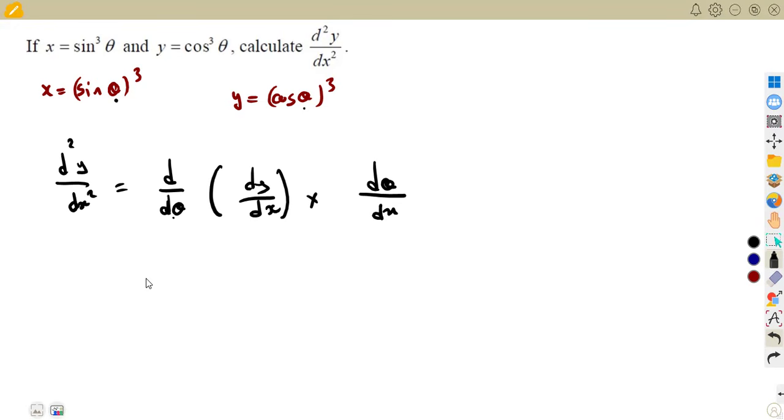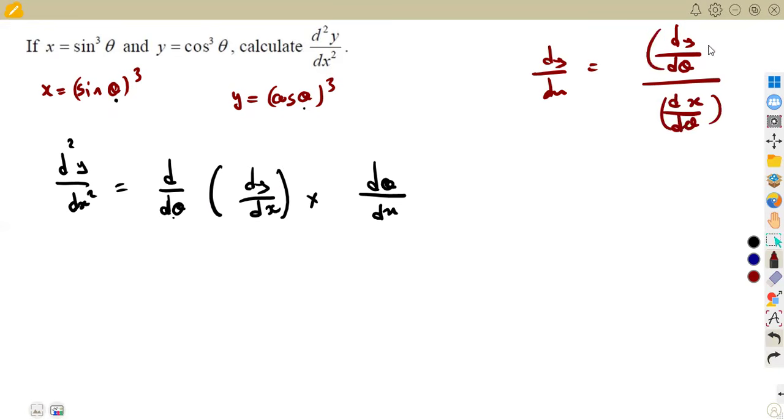So you need your formula and how to use the formula. As you can see, we need dy/dx first. From where? From our formula, we said the derivative of y with respect to x is the derivative of y with respect to what is given in terms of theta, so that's dy/dθ, over what you are given in terms of x, which is dx/dθ. All right, so let us see this.